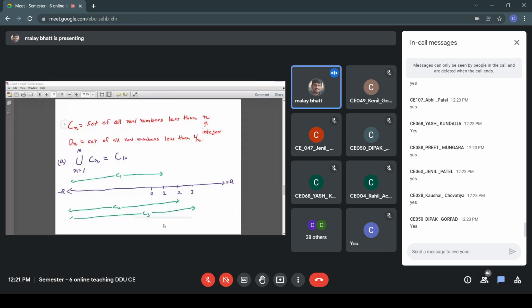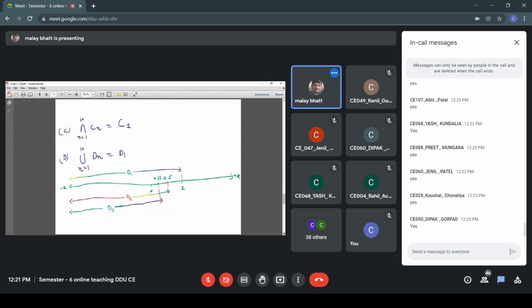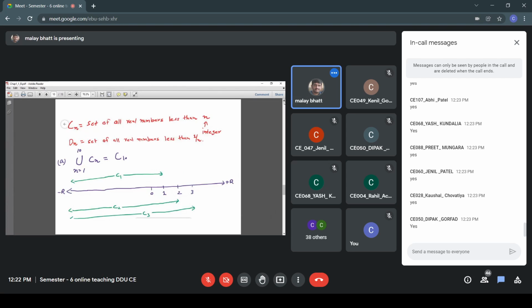Okay, let us proceed further. Similarly, if we have Cn, where n is equal to 1 to 10, the intersection of all the elements, it is the intersection of 1 to 10 Cn. Again, if I look at this picture, you can see clearly the intersection of the C1 set with C2 set with C3 up to C10. If you take the intersection of all the sets C1 to C10, that intersection will give you the answer C1.